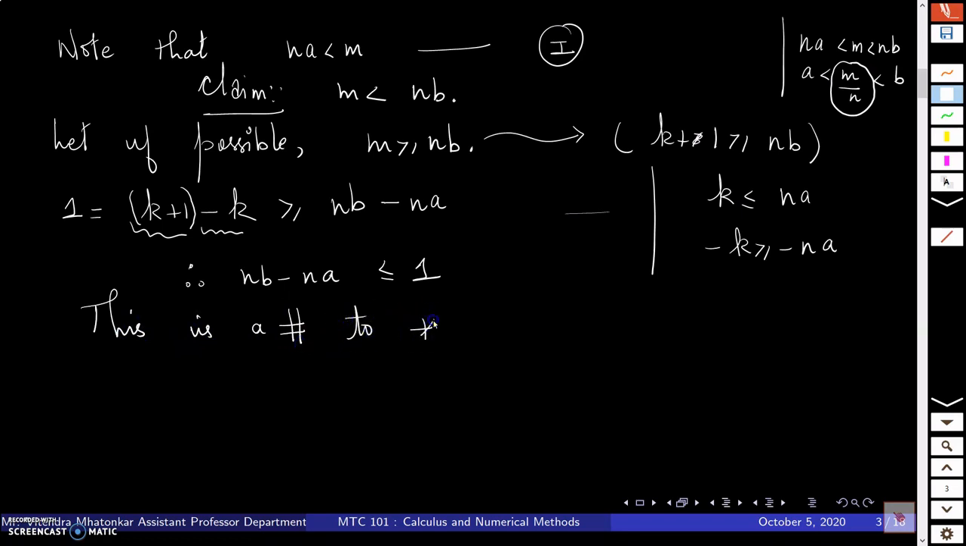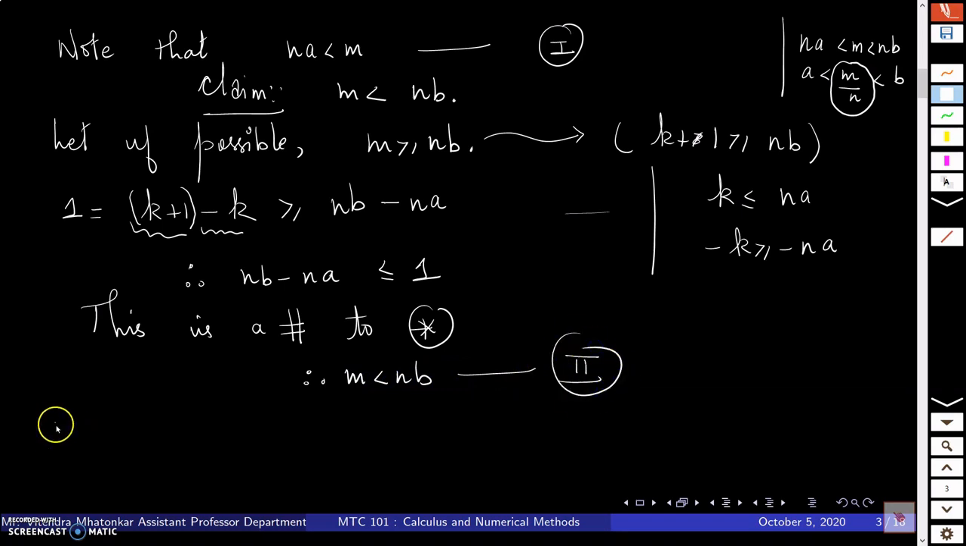Why are we getting this contradiction? Because we assumed that m is bigger than or equal to nb. So our assumption is false, and hence m must be strictly less than nb. So m is strictly less than nb, and I'll name this as 2.